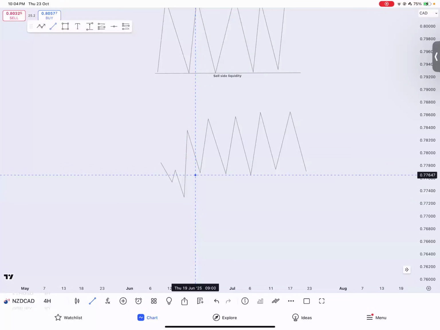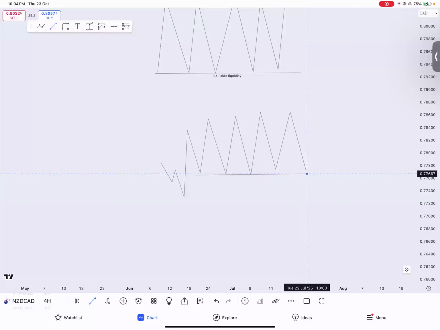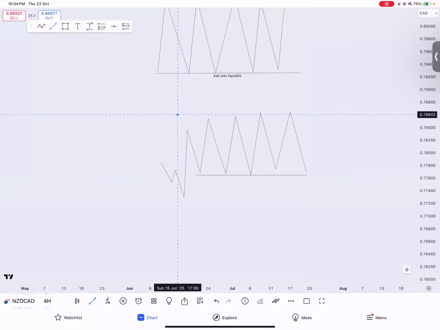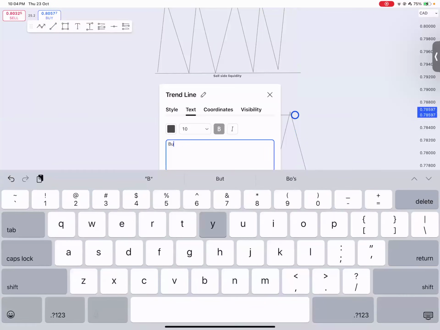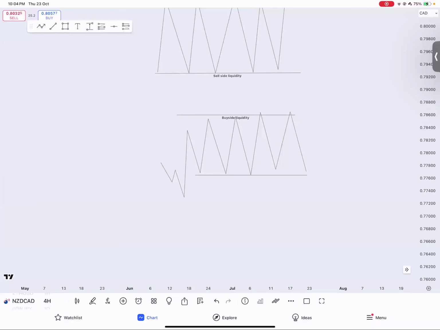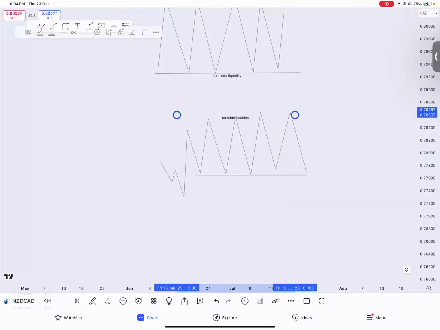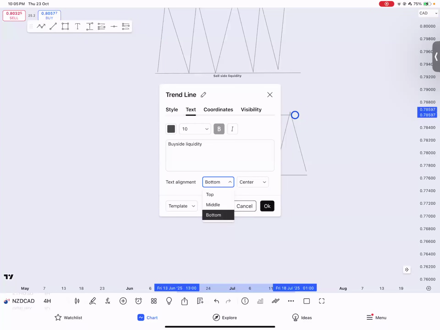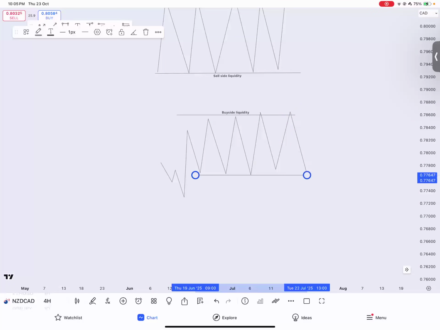The liquidity being accumulated on the downside here is called the sell side liquidity. Then the one on the upside here is called the buy side liquidity. This movement is called a range. This is buy side liquidity. This is sell side liquidity.